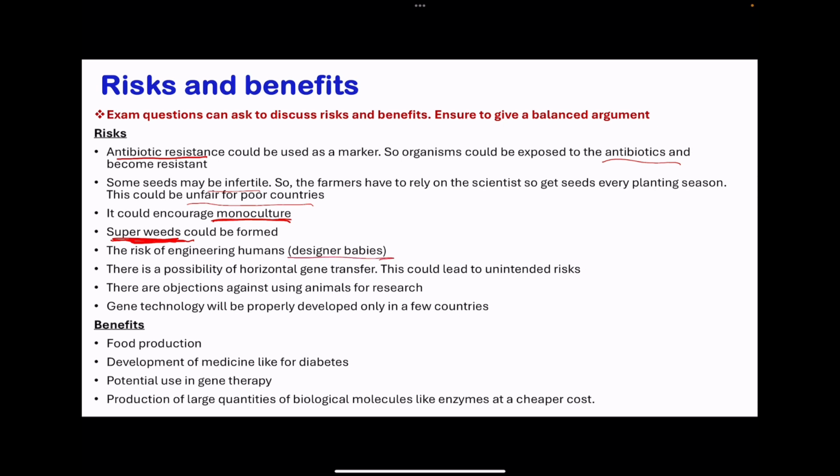Of course, this is not a threat right now, but people who look into the future, if genetic engineering is allowed to be carried out on humans, then there is a chance of engineering babies to produce designer babies, which could be a problem. There is also a possibility of horizontal gene transfer. Here, this is unintended, but genes could be transferred between different organisms in nature, and this will have unintended risks, which we do not know or which we cannot predict.